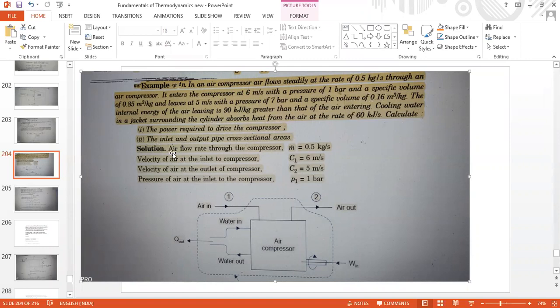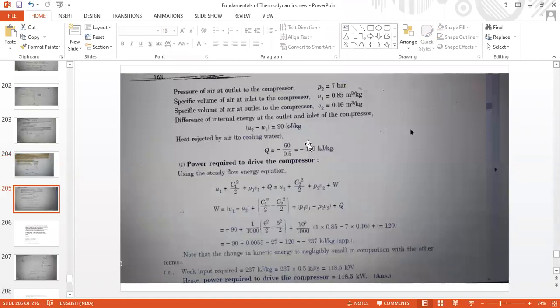Calculate the power required to drive the compressor. W is asked. The inlet and outlet pipe cross-section areas. Again, here the second part of the problem requires some indirect equations, not like the first part. The first part does not require an indirect equation. Here, this is a direct equation we use.